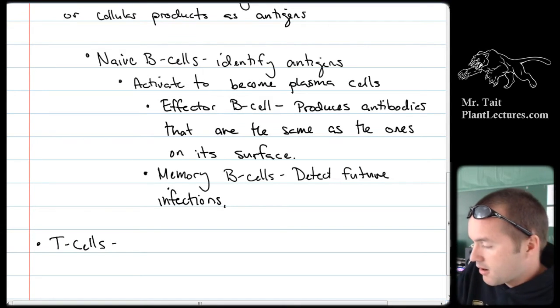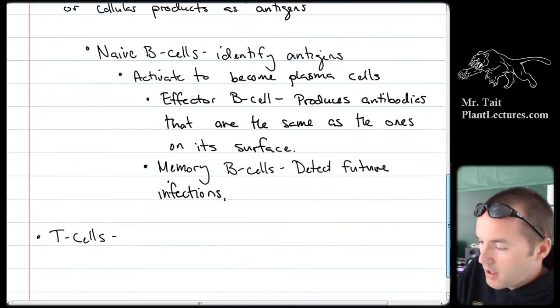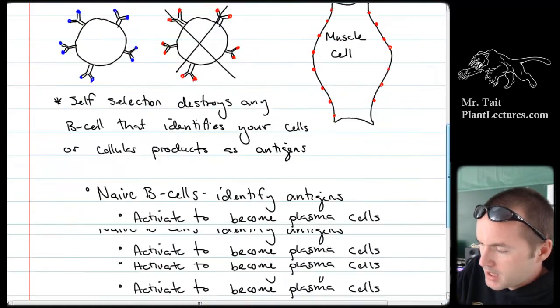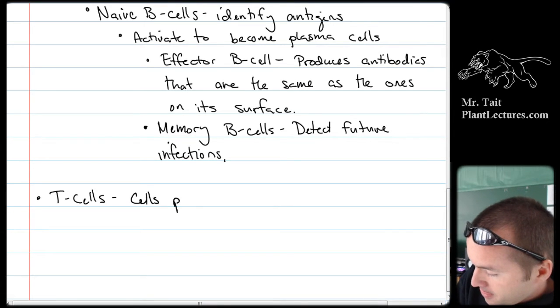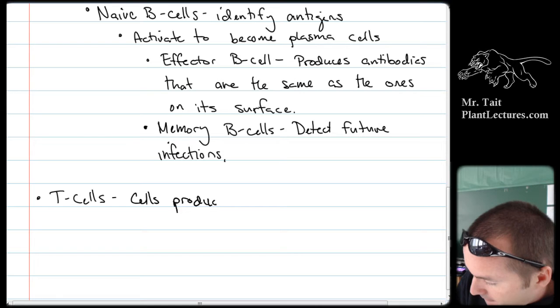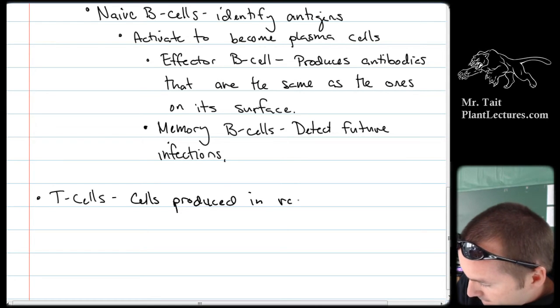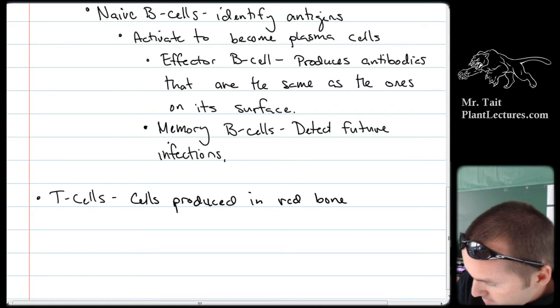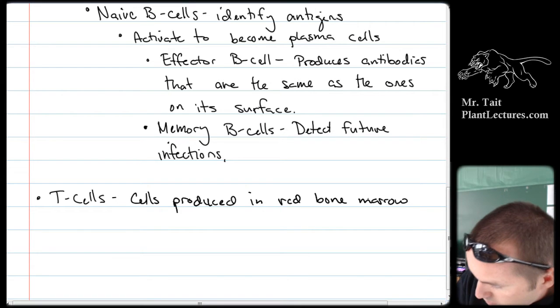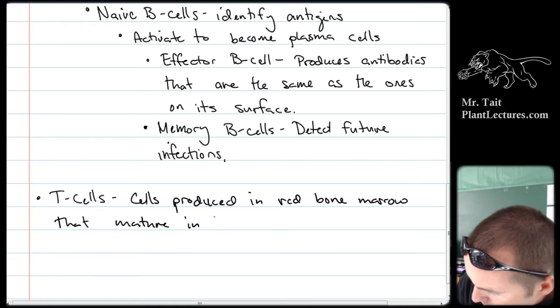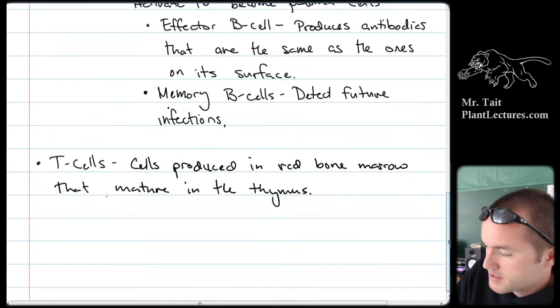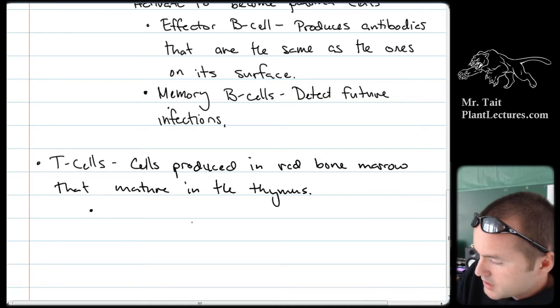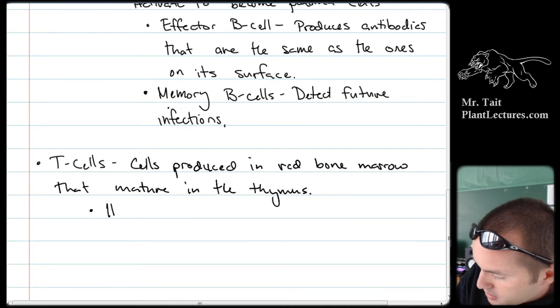T cells are cells produced in red bone marrow that are going to mature in the thymus. And there's going to be 2 different types of them. The first one is called a helper T cell.